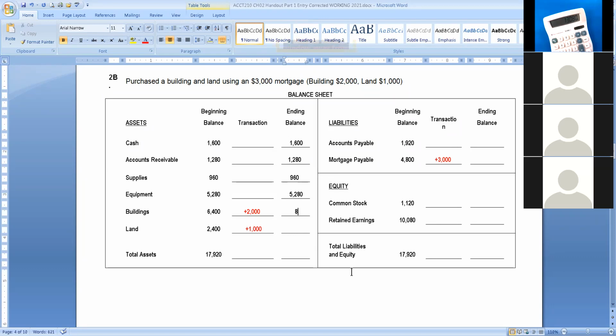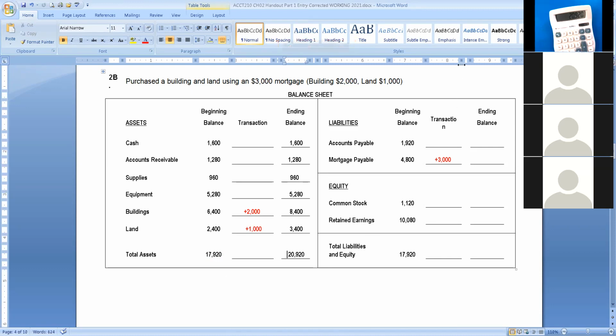What's that, 8,400? All right, now this should probably come out to what? When we had 3,000, 20,920, if I do it right. Yep. So 20,000. Which is what you'd expect. If you get 17,000 of assets and you add 3,000, it goes up by 3,000.